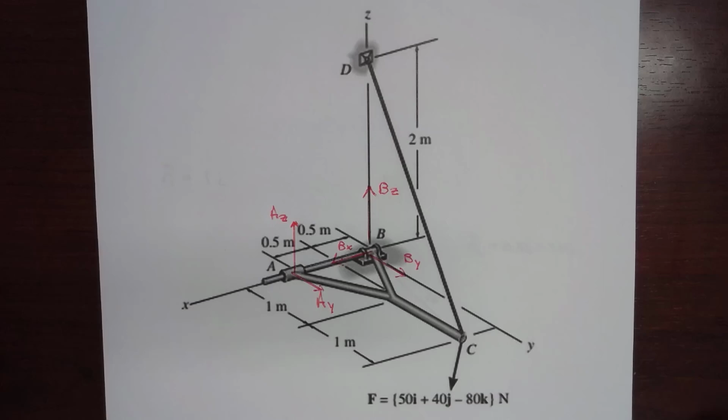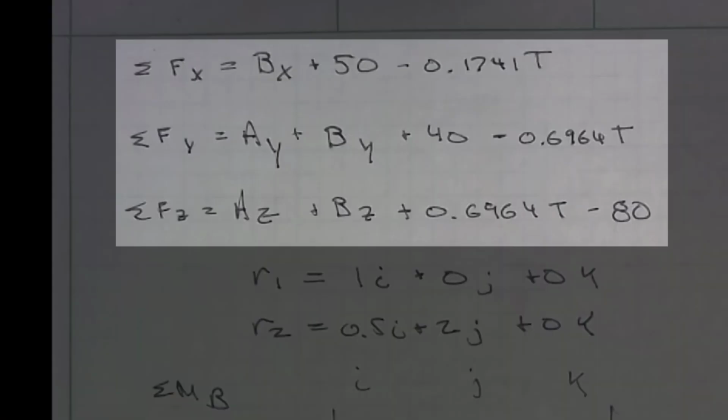So the first thing we want to do is write down our equilibrium of forces in the X, Y, and Z. In the X we have Bx plus 50 minus, using the unit vector for that. I've also substituted in the force CD, and I'm just going to call it T for tension, because we're asked to solve for both the tension of that cable and the reactionary forces at A and B. So that works out to minus 0.1741 T.